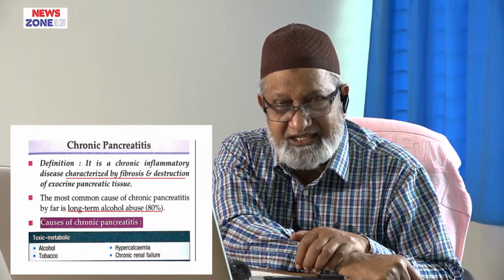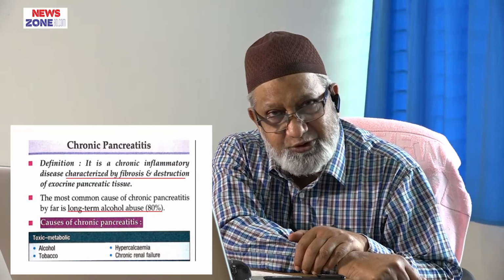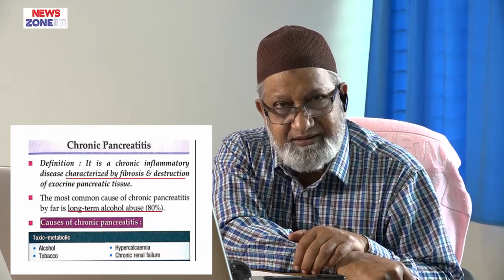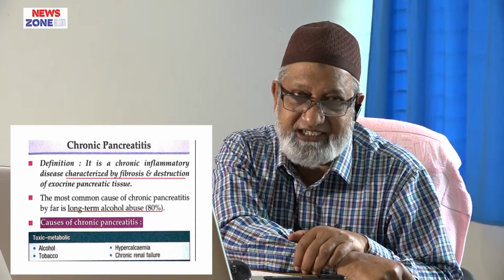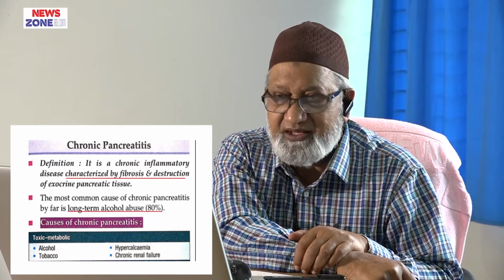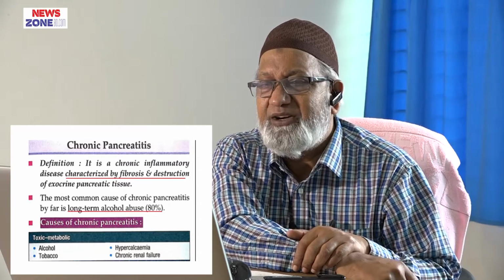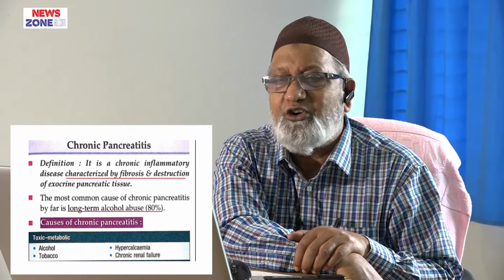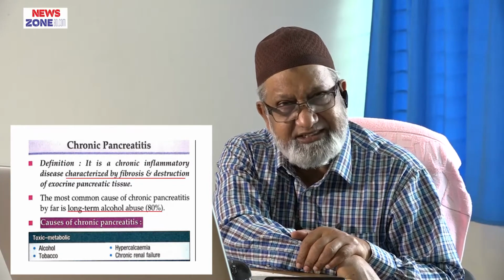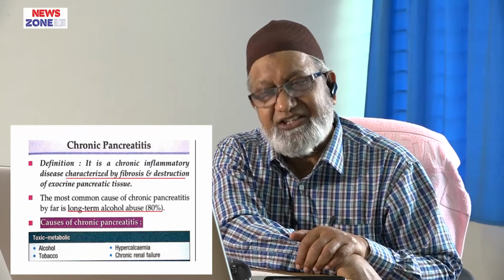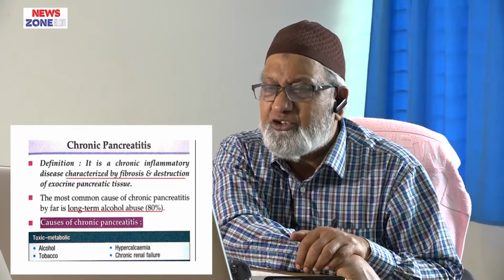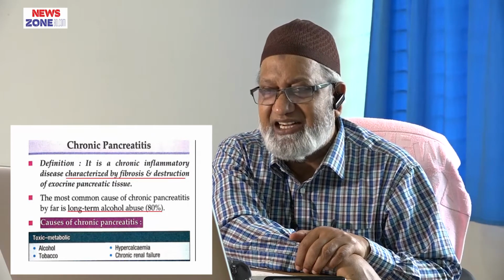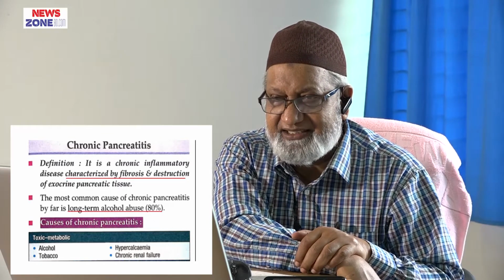So, I usually ask you, can repair be seen morphologically? Yes, your answer should be yes. Repair can be seen morphologically by fibrosis. Here, the same definition applies for chronic pancreatitis also: it is a chronic inflammatory lesion where chronic inflammatory cellular infiltration is followed by destruction of the exocrine pancreatic tissue, followed by fibrosis. So, these are the criteria of chronic pancreatitis.